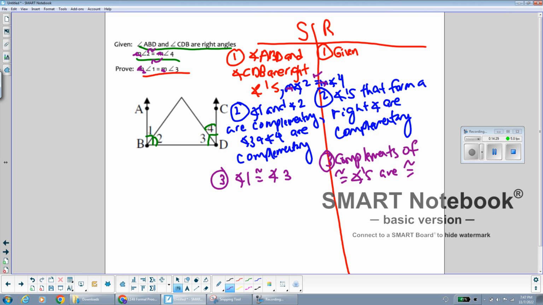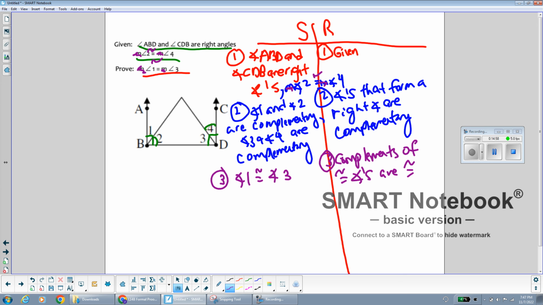So once again, angle 1 and angle 3 are both complementary to congruent angles. Angle 1 is complementary to angle 2. Angle 3 is complementary to angle 4. And angle 2 and angle 4 are congruent. So since angle 1 and angle 3 are complementary to congruent angles, they must be congruent as well. Once again, the complements of congruent angles are congruent.